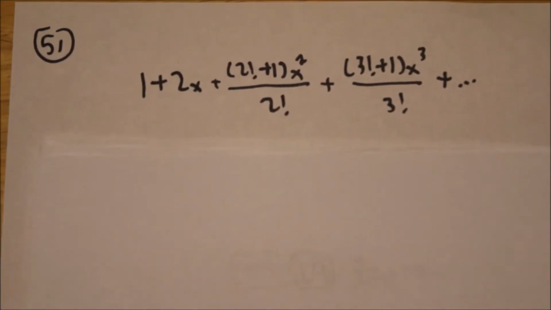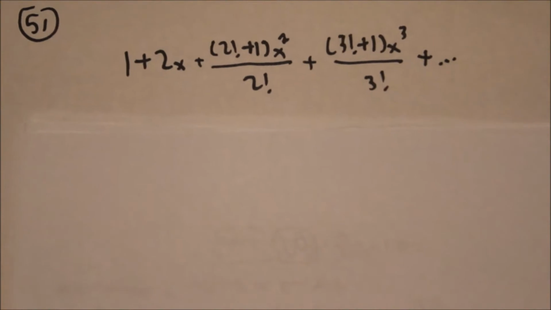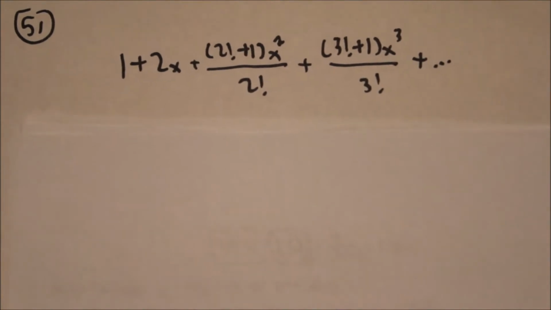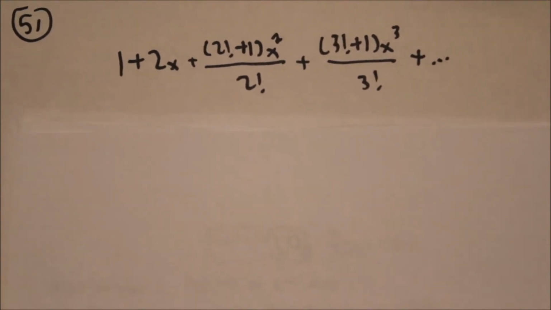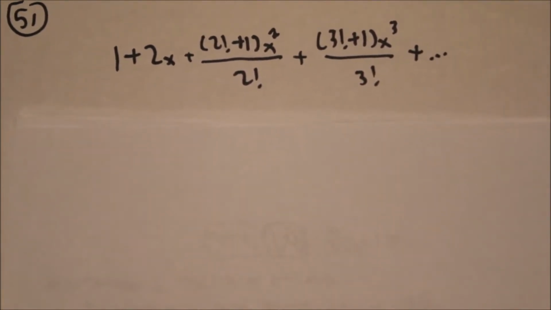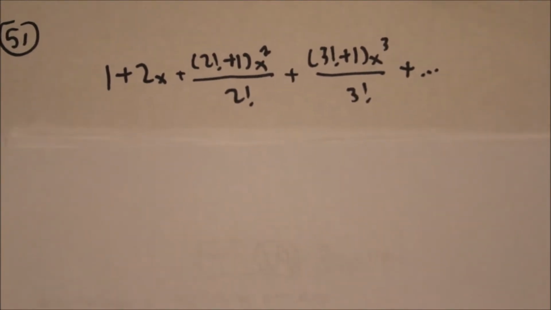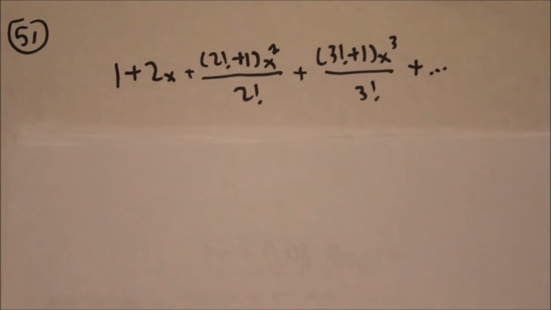This is the worksheet on series recognition. For number 51, you have to find the function that is this Maclaurin series, and the series is 1 plus 2x plus (2 factorial plus 1) times x squared over 2 factorial plus (3 factorial plus 1) x cubed over 3 factorial, and so on.